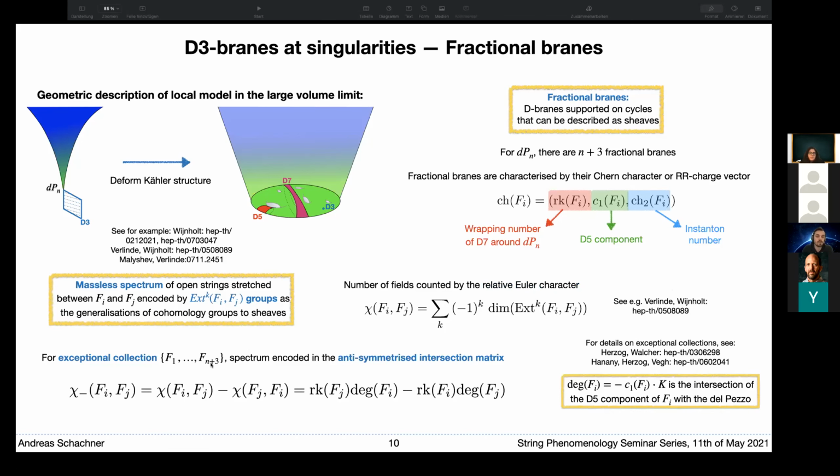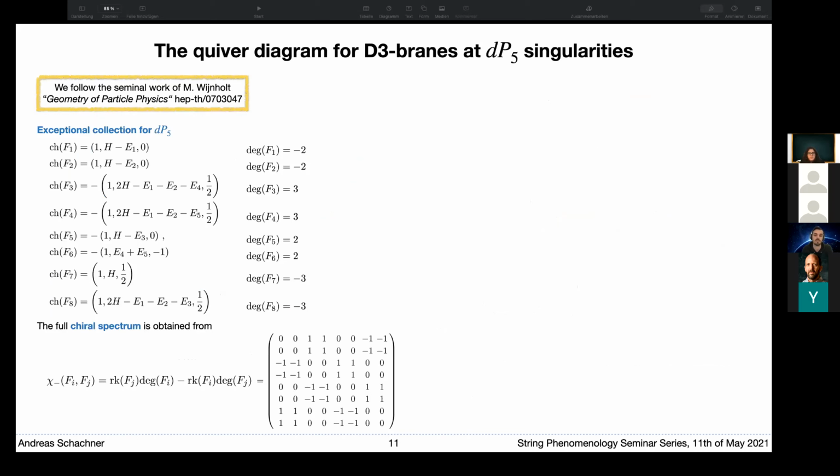For a so-called exceptional collection, which is a very special basis of fractional branes, the spectrum becomes completely chiral and is completely encoded into the anti-symmetrized intersection matrix, so the anti-symmetrized version of this relative Euler character, which only depends on the rank, so the D7 component, and the degree of the fractional branes. And further details on exceptional collections can be found, for example, in these two references. Now, using this expression for computing the spectrum, we can continue and look at the quiver for the dP5.